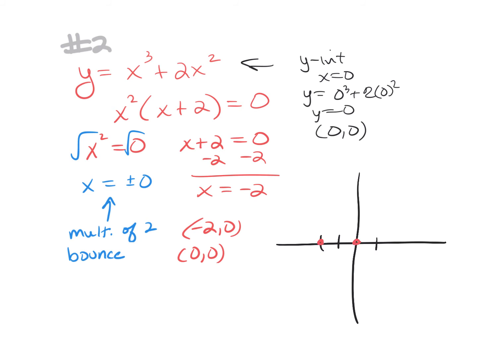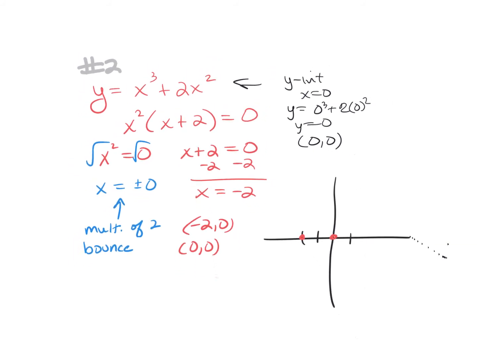I'm going to graph 0, 0. Now, let's go back and look at our end behavior as well. It's also an x to the third still. So it's falling left, rising right. So on my leftmost 0, it's going to be falling. And this one, it's going to be rising.